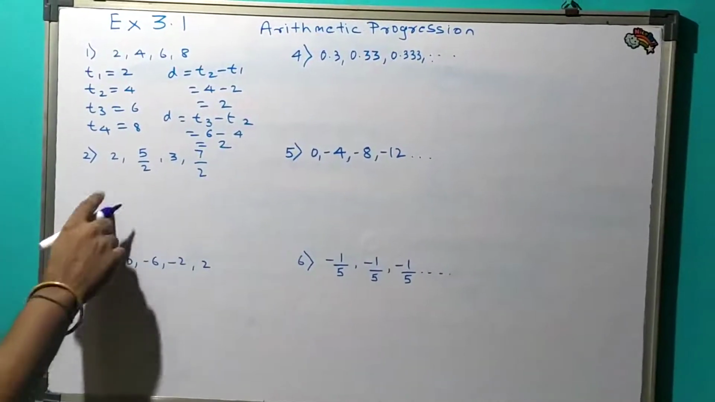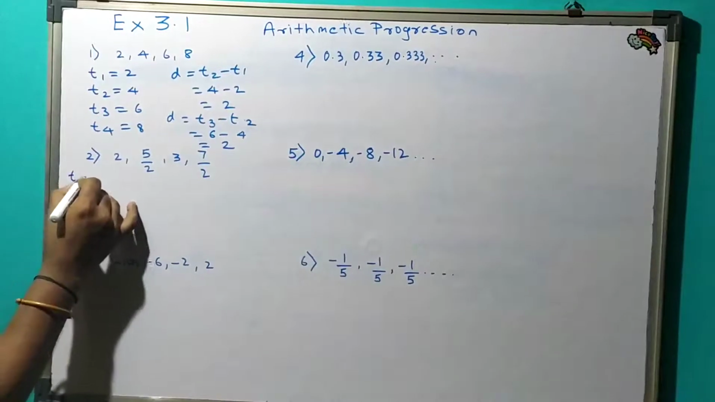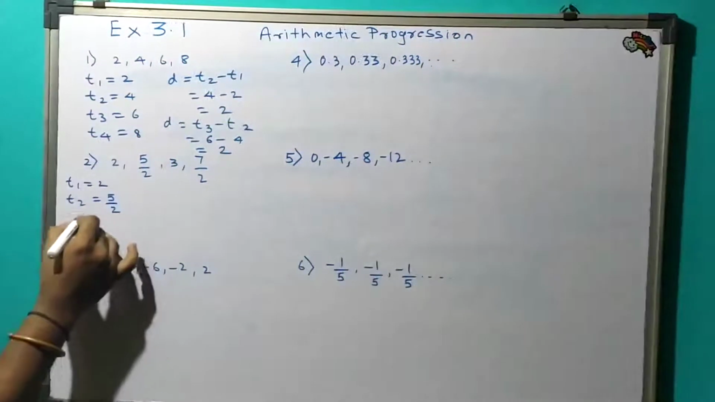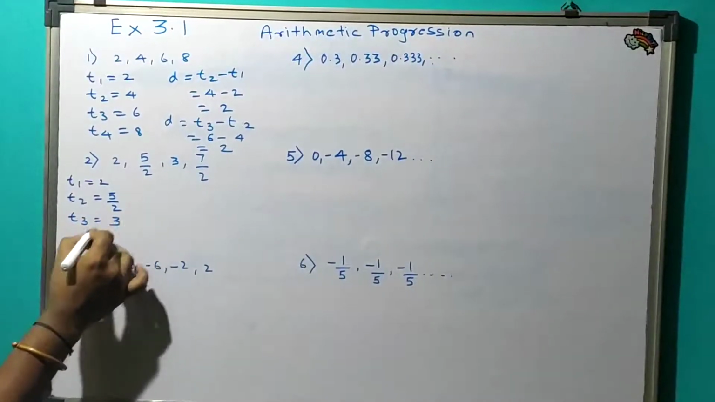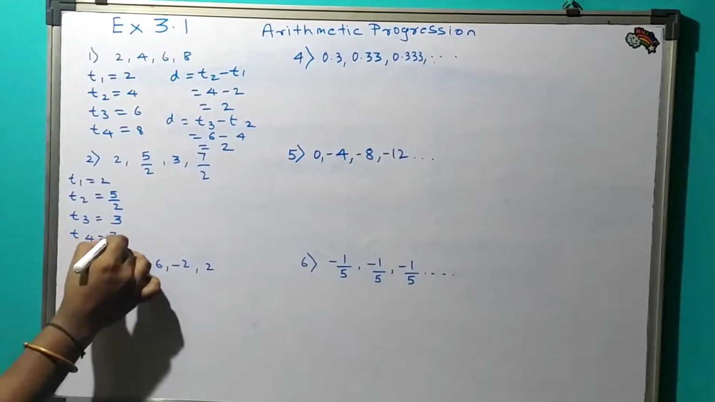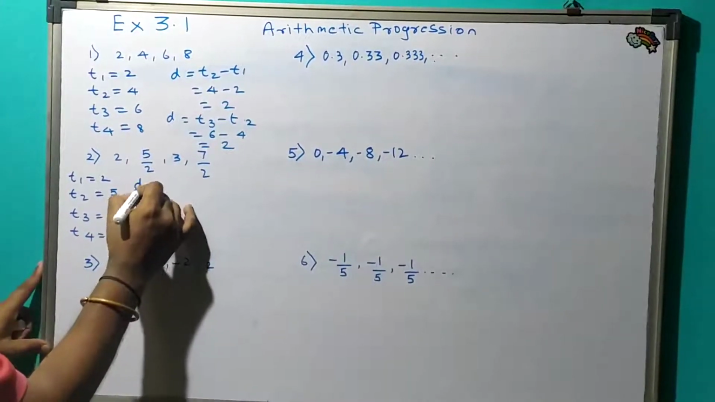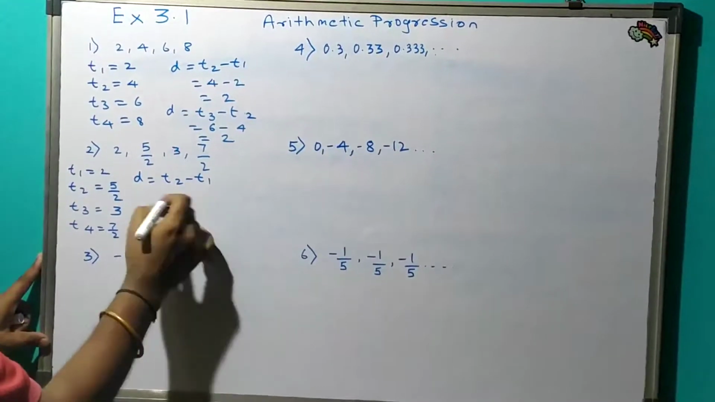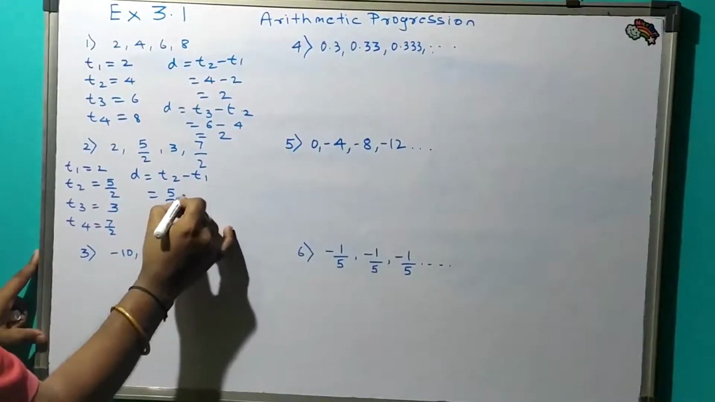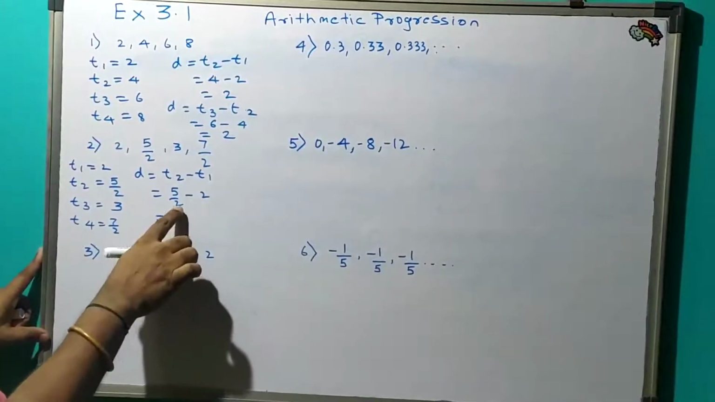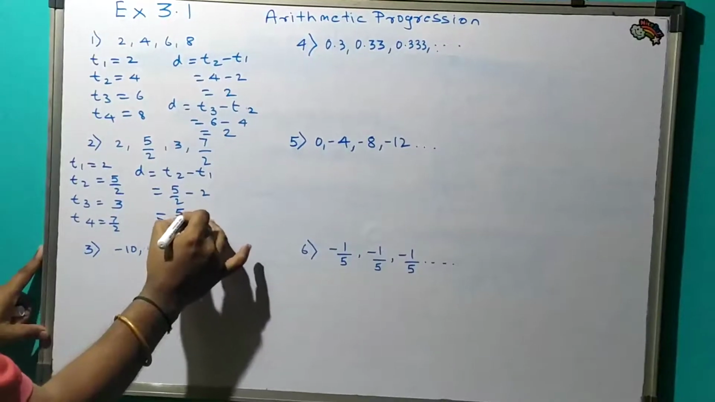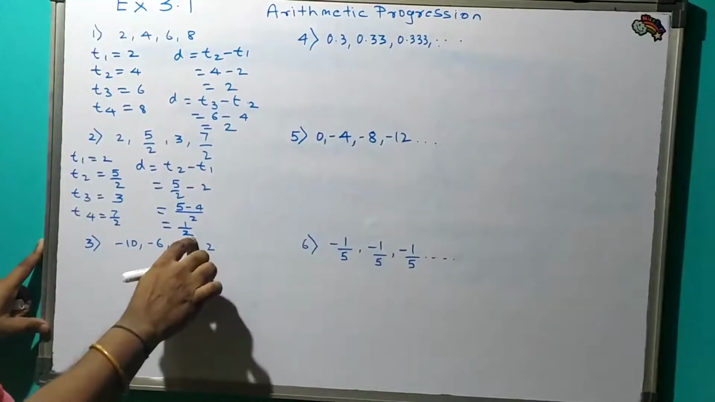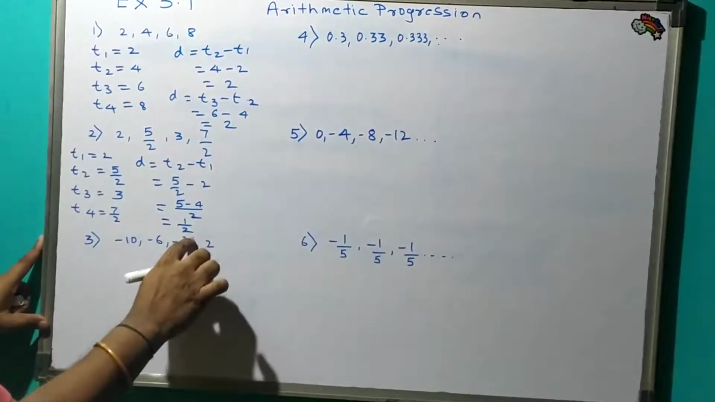Similarly, you can go for the next sum. T1 is 2, T2 is 5 upon 2, T3 is 3, and T4 is 7 upon 2. Difference D is T2 minus T1, which can be written as 5 upon 2 minus 2. Take LCM, 2 into 2 is 4. So I will get 5 minus 4 upon 2. The answer becomes half.